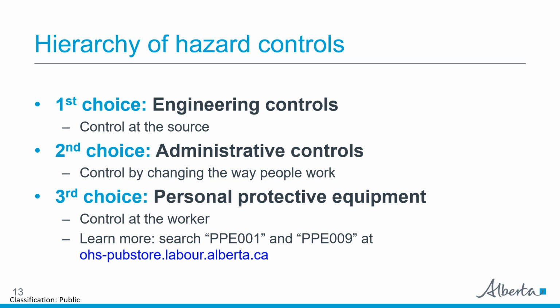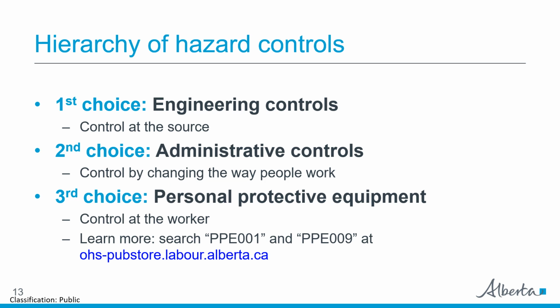Depending on the workplace, examples of engineering controls might include ventilation systems or physical barriers such as plexiglass. If engineering controls are not reasonably practicable, administrative controls must be used. This type of control changes the way people work. Examples include worker training, hand hygiene, physical distancing, alternate work arrangements, and regular workplace cleaning policies.